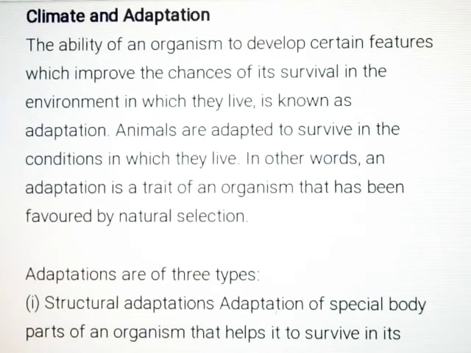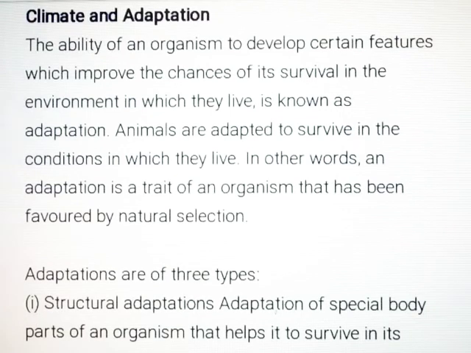Hello friends, today we are going to learn the chapter Adaptation in Animals.